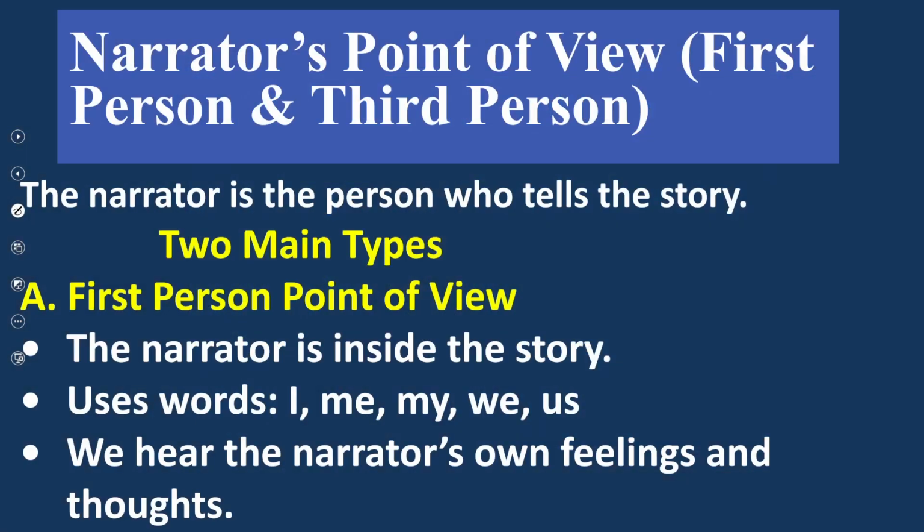Narrator's point of view: first person and third person. The narrator is the person who tells the story. There are two main types of narrators. Now, look at the first person point of view. The narrator is inside the story. The first person always remains in the story and uses words like I, me, my, we, us. These words tell us that the first person is describing the story. We hear the narrator's own feelings and thoughts.